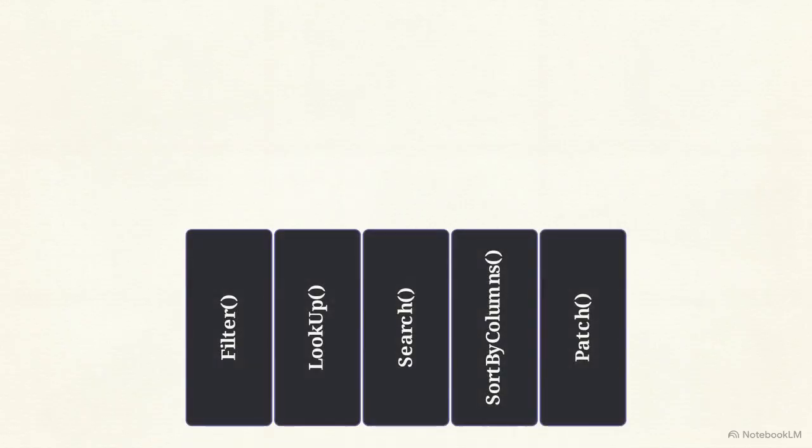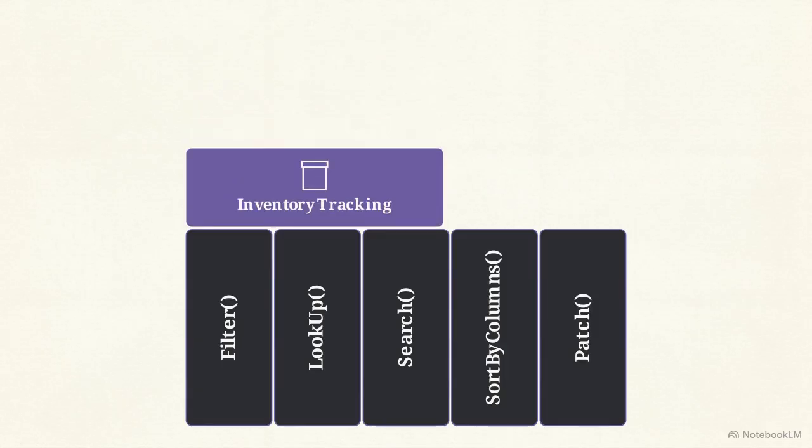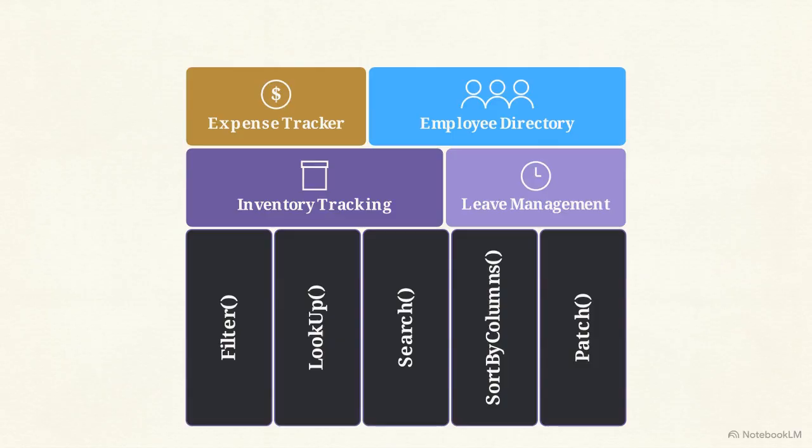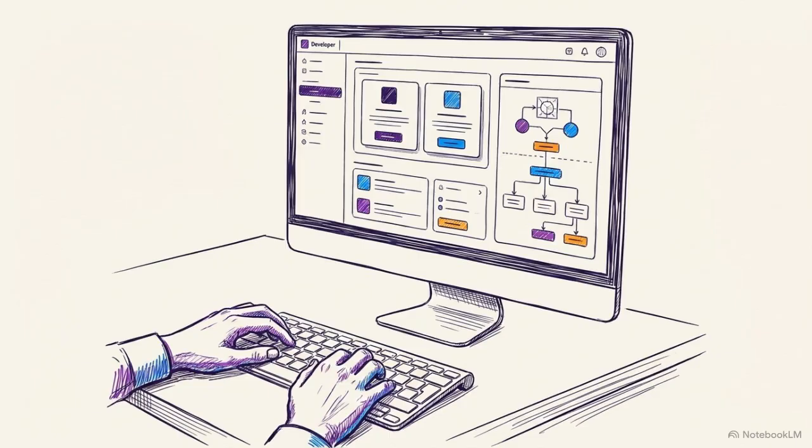While the library is vast, the core logic of nearly every production-level app, from inventory tracking to leave management, relies on 5 primary operations. Mastering this specific set provides the foundational tools required for professional app development.